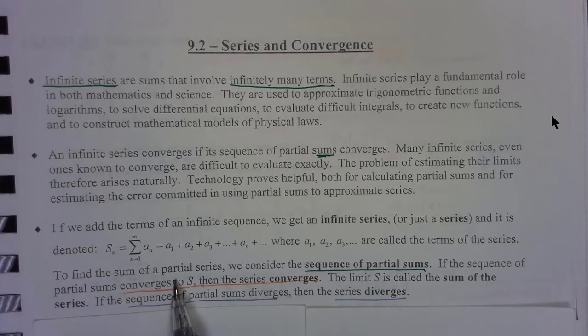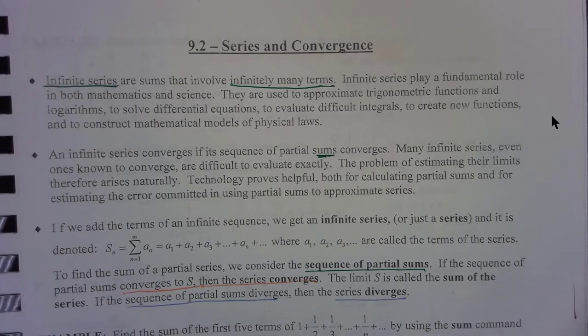To find the partial sum, we consider the sequence of partial sums. If the sequence of partial sums converges to some number s, then the series converges. The limit s is called the sum of the series. If the sequence of partial sums diverges, then the series diverges.